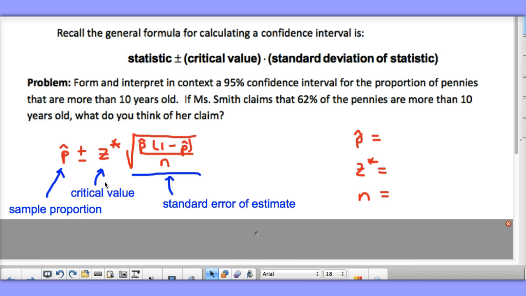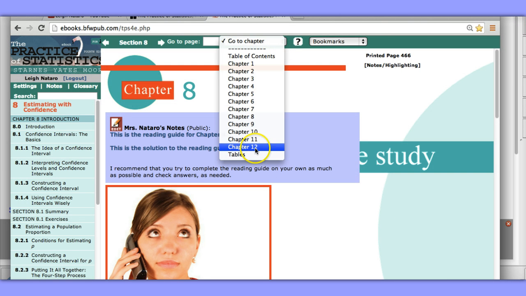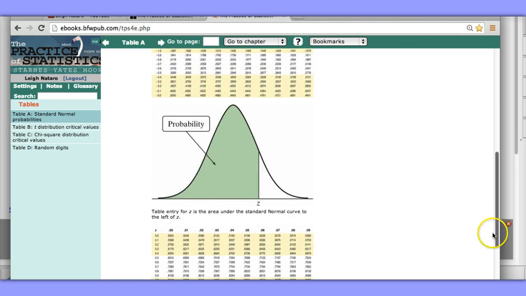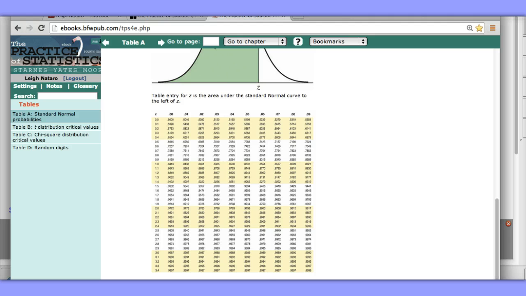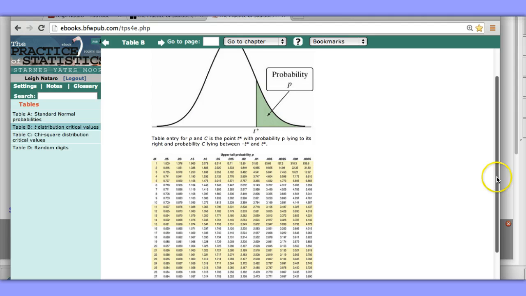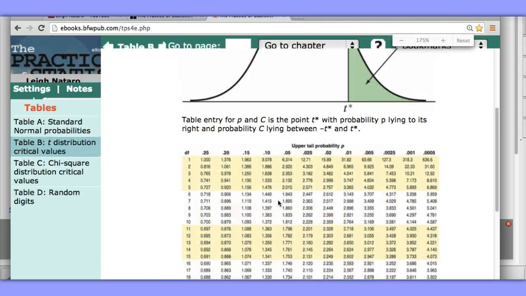The best way to get the particular Z star value is to actually use a table in your textbook. Let me show you where that's at. So if you go to your book and you go to tables and we go to the next table here, this table B, our t distribution. If we scroll down here, and let me make this a little bit bigger so we can see it.